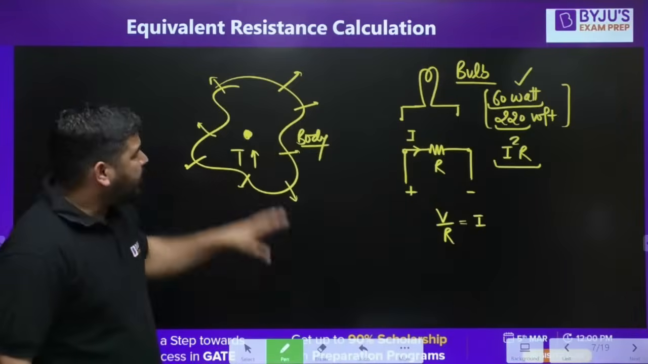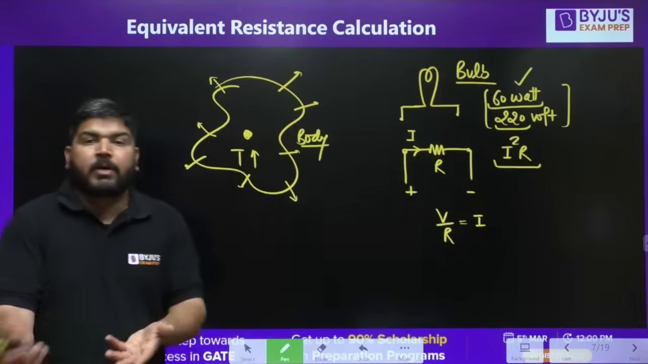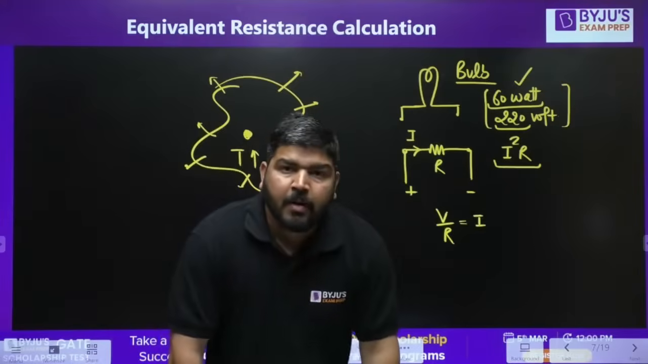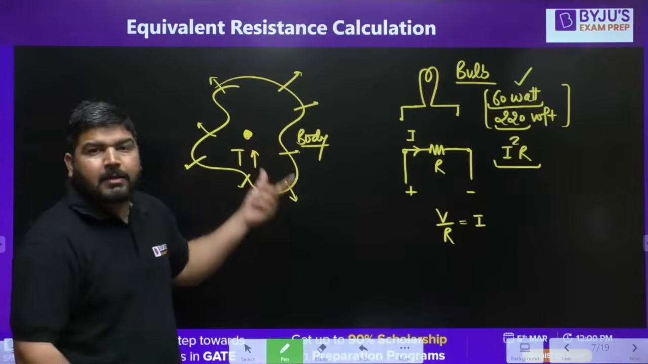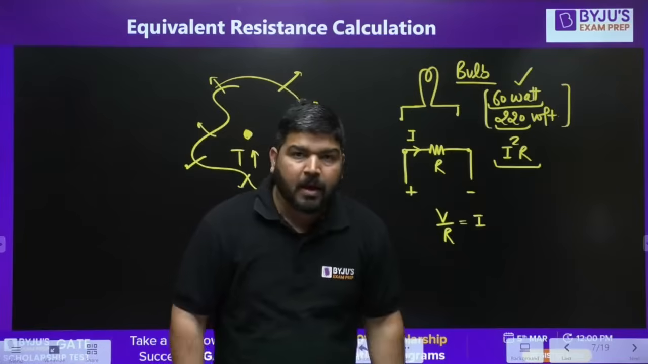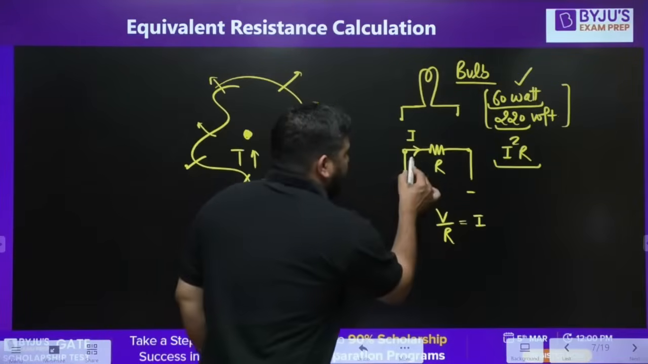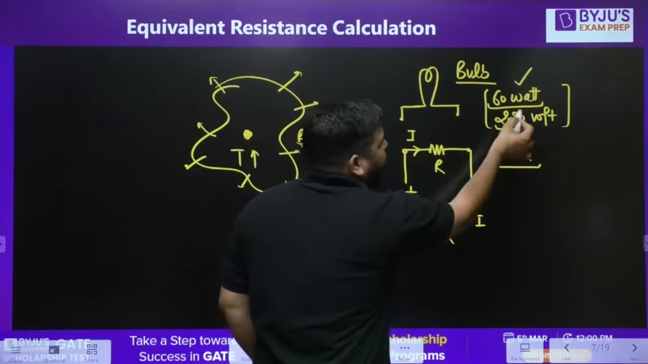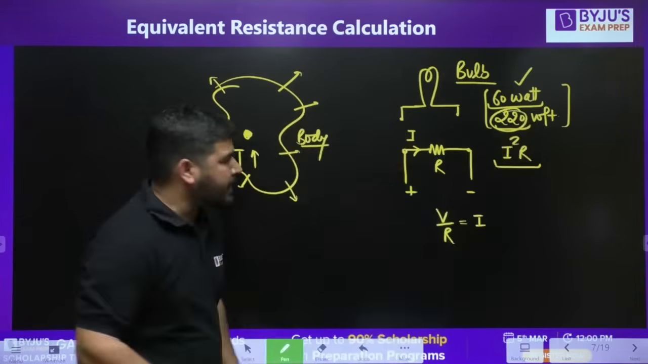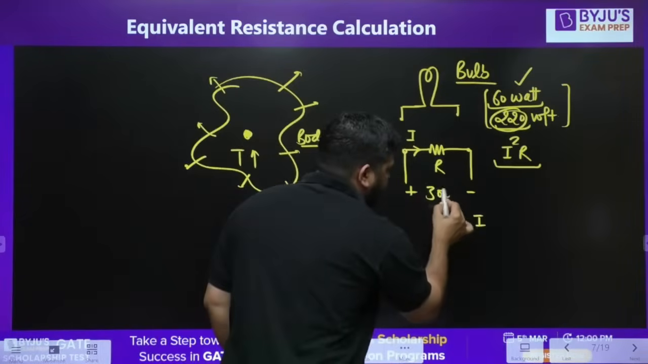Okay, I hope it is clear. Why will the temperature of anybody increase? Because the generation rate of the heat is greater than the dissipation rate. Now in this case of the bulb, let's say we have applied some higher voltage, more than 220 volt. Let's say I have applied 300 volt here.